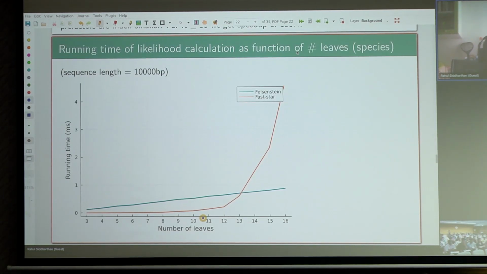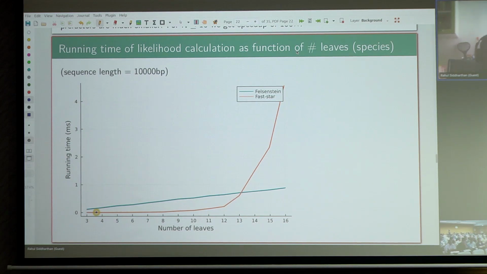But this is some benchmarking with synthetic data. So just generating trees with various numbers of leaves, that is various numbers of species. In our case, we'll be looking at this region, which is 7 species. But up until about 12 species, our algorithm is significantly faster. And in this region, it's something like 40 to 100 times faster in real terms.